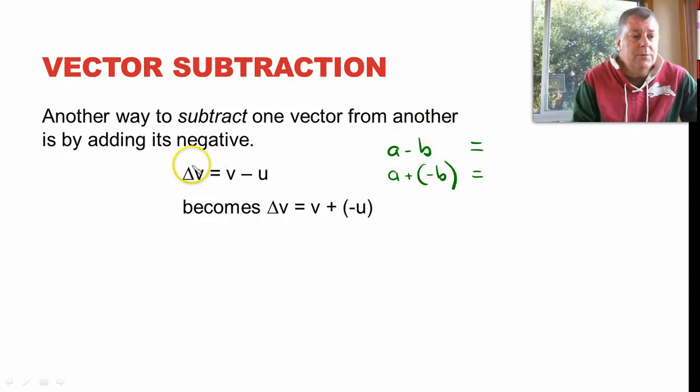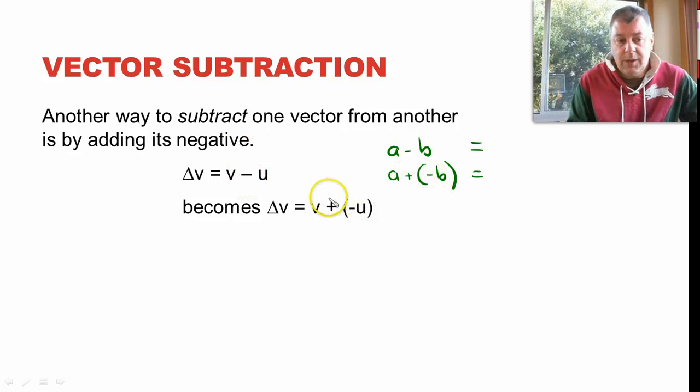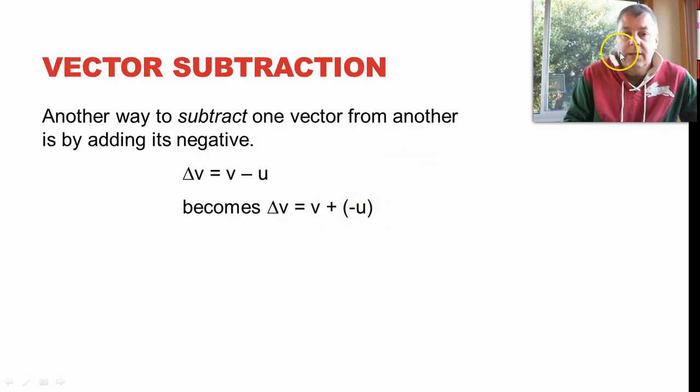So here's an example. Here we have delta V. Now, the formula for the change in velocity is the final velocity minus the initial velocity. So because these are vector quantities and we want to subtract them, what we do is we add the negative. So we add minus u instead of u. What does that look like? Let's have a look at it.